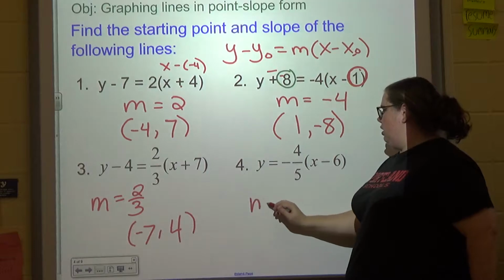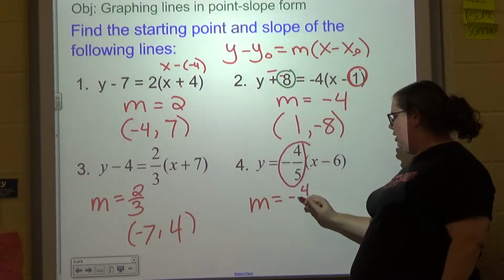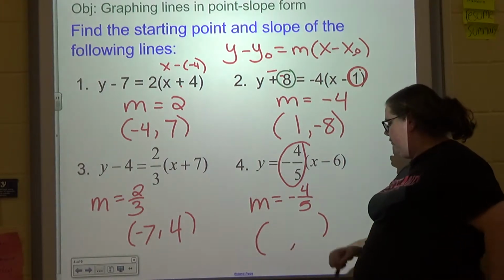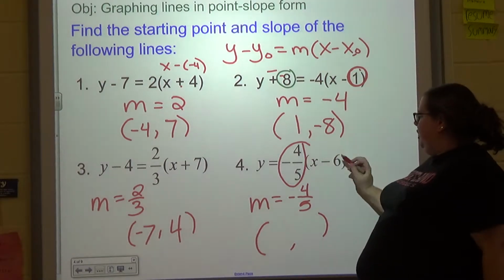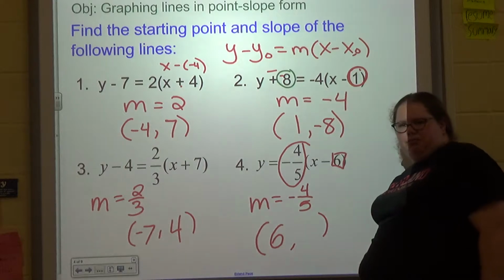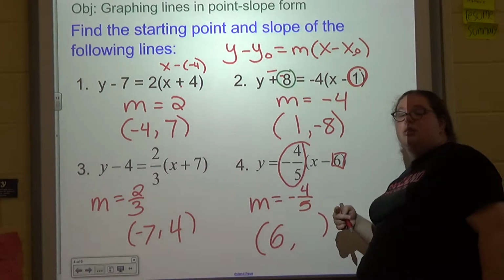Last one, m, again in front of the parentheses, -4/5. Now this one's a little tricky. What's the x value? Change the sign, it's just this 6. Y value? Yeah, there's nothing over there, so what would it be? 0.